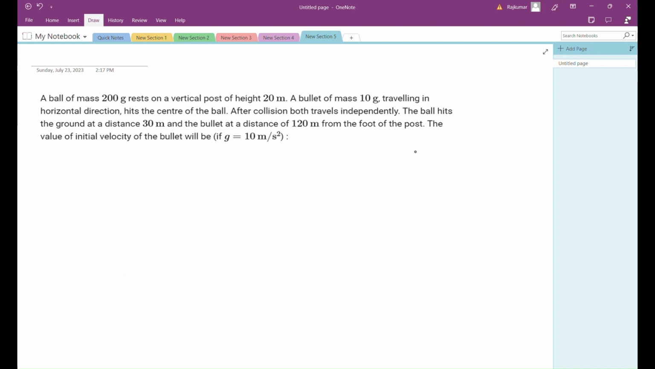So okay friends, now let's read this last question. A ball of mass 200 grams rests on a vertical post of height 20 meters. So here we have a vertical post, which is of height 20 meters. A bullet of mass 10 grams traveling in horizontal direction hits the center of the ball.